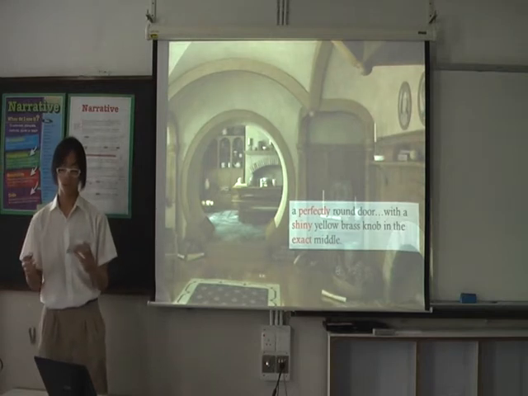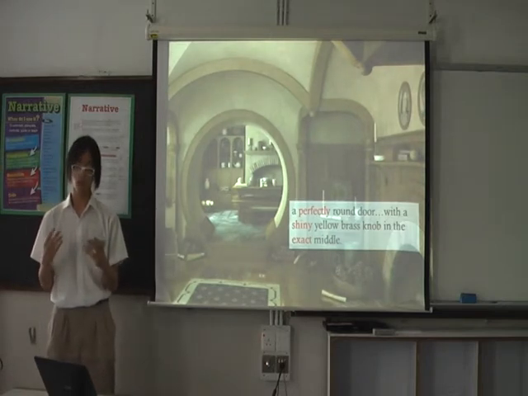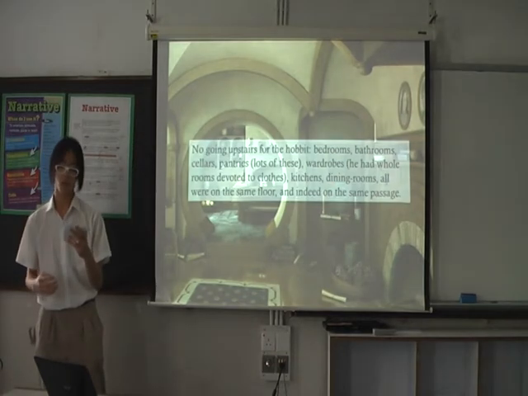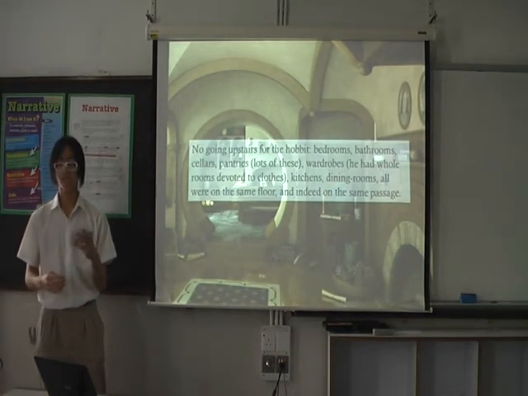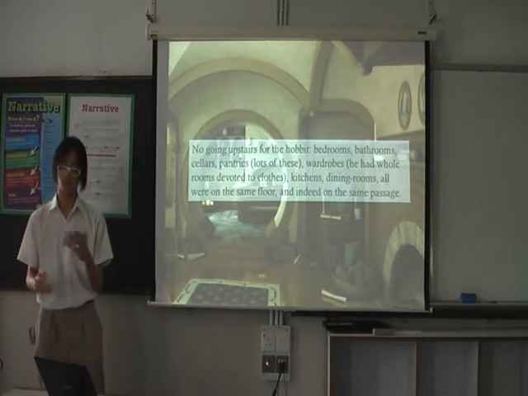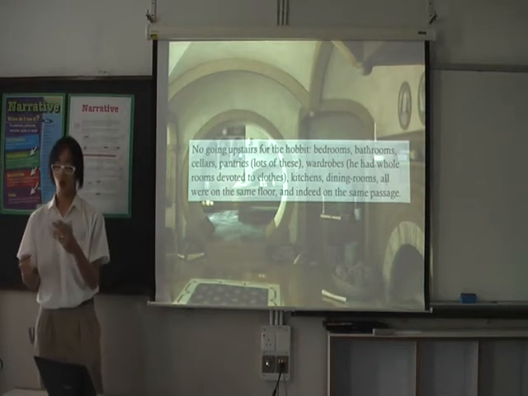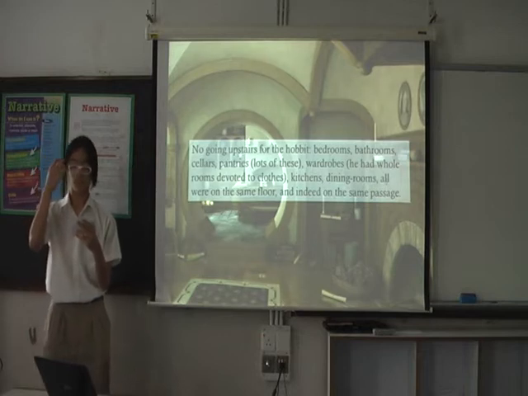This is reinforced by the description of the layout of the house which follows. "No going upstairs for the Hobbit. Bedrooms, bathrooms, cellars, pantries, lots of these. Wardrobes, he had whole rooms devoted to clothes. Kitchens, dining rooms, all were on the same floor and indeed on the same passage."